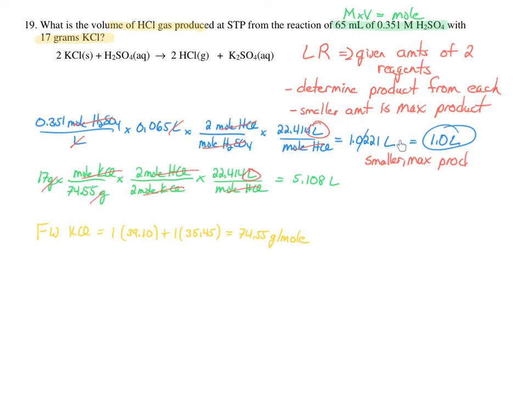We go with this value because it is smaller. We'll never get this much product because long before we get here, we're going to run out of H2SO4. So for our sig figs, we base our sig figs on this calculation, and we're going to be limited here to 2 sig figs.